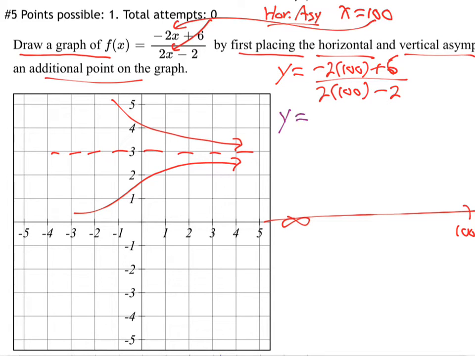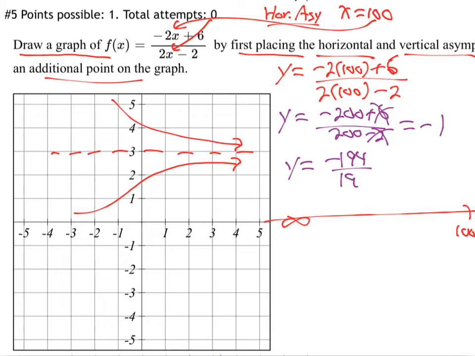So what does y equal? That would be minus 200 plus 6 over 200 minus 2. Can you tell that this 6 and this minus 2 don't matter at all? And this is basically minus 1. Right? Because the 200 is so much bigger than the 6 or the 2 that they virtually don't matter. I mean, if you technically did it on your calculator, to be exact, it would be minus 194 over 198. Here, I'll do it real quick on my calculator. It would be negative 0.98. So it's basically negative 1. Do you see? It's super close to negative 1.